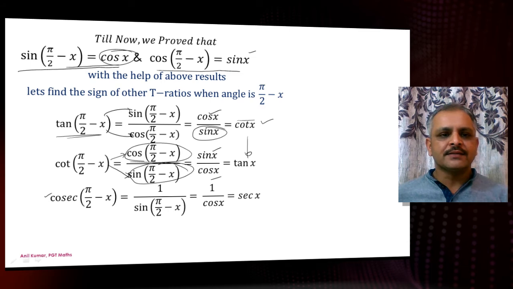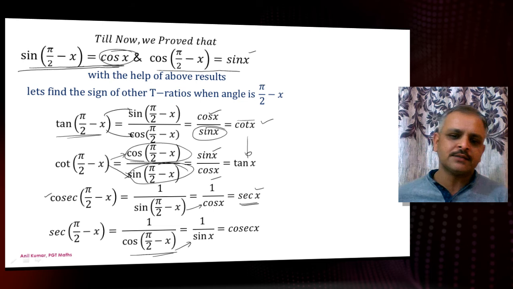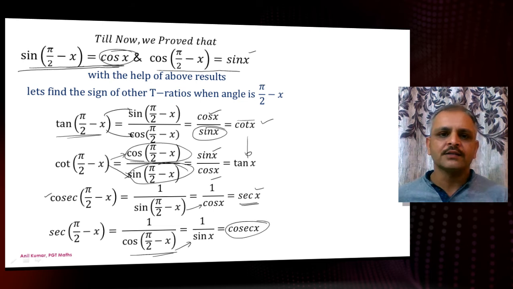Cosecant(pi/2 - x) is a reciprocal of sin. It will become reciprocal of 1 by cos this side, that is secant x. And secant(pi/2 - x) is 1 by cos(pi/2 - x), and value of cos(pi/2 - x) is sin x. So it will become cosecant x.